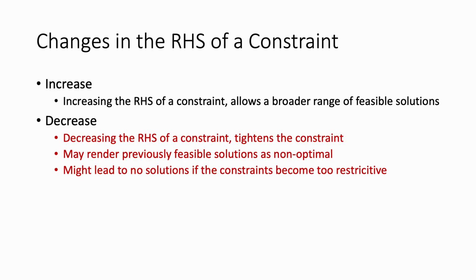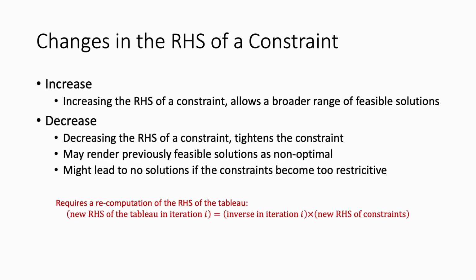So when there is a decrease in the right-hand side of the constraints, a consequence of that is that it could render previously feasible solutions non-optimal, or it might also lead to no solutions if the constraint becomes too restrictive. So in this case, it would require a recomputation of the right-hand side of the tableau using this formula.